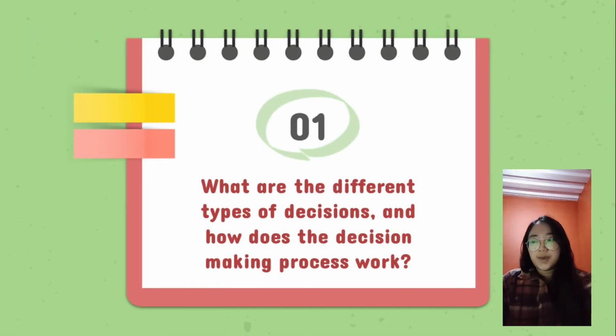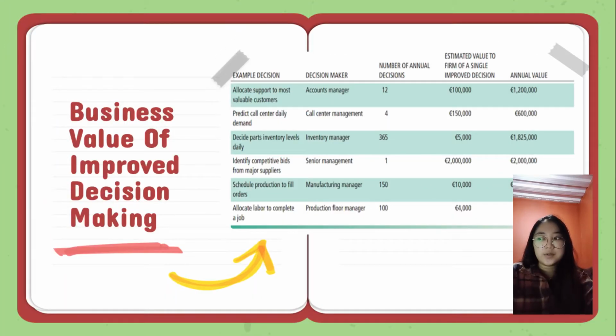For the first topic, business value of improved decision making. There are several decision makers. The first one is accounts manager. The second is call center management. The third is inventory manager. The fourth is senior management. The fifth is manufacturing manager. And the last is production floor manager.